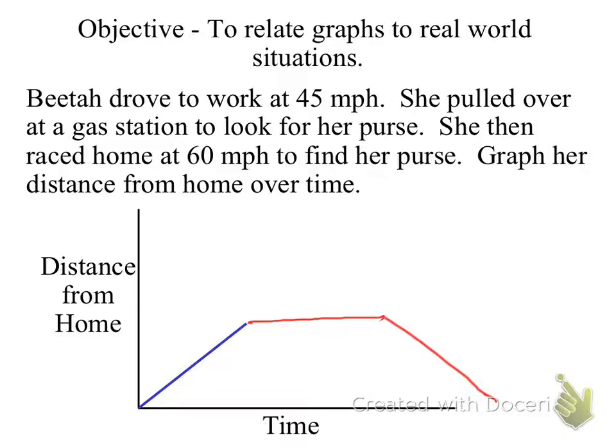What's going to be different? What will be different, Jordan? No. Then it says, then she raced home at 60 miles per hour to find her purse. Logan: Because she's going faster now at 60 miles per hour instead of 45. So the time will be less since the distance is going faster. The time will be less, so it's going straight down faster.